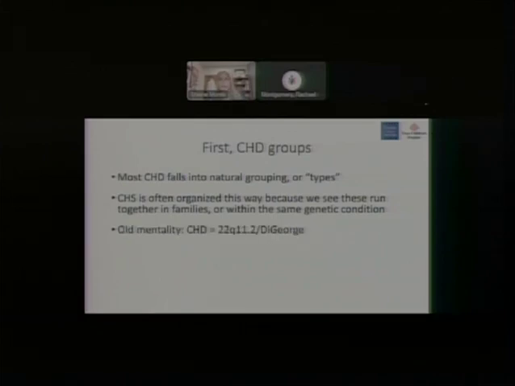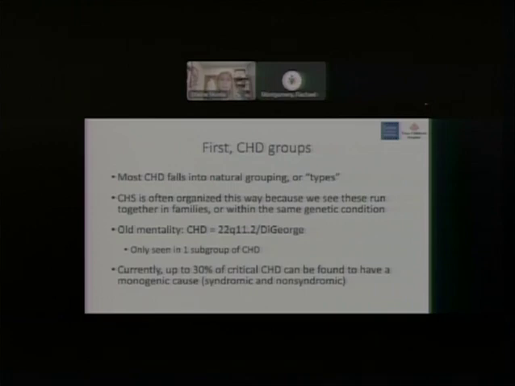And so the old mentality, you know, ages ago was, well, if we see congenital heart disease, we want to think of 22q11 deletion syndrome, which is also called DiGeorge syndrome. However, that's only really seen in one subgroup of congenital heart disease, that is the conotruncal diseases. So we're much more sophisticated now knowing about genetics. We know that up to 30% of critical congenital heart disease can be found to have a monogenic cause, or a genetic cause caused by one gene or one chromosomal anomaly.